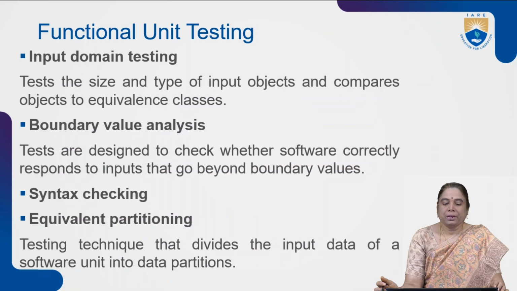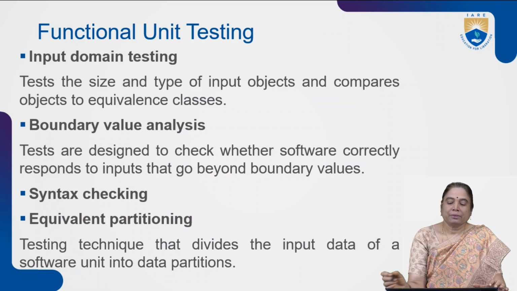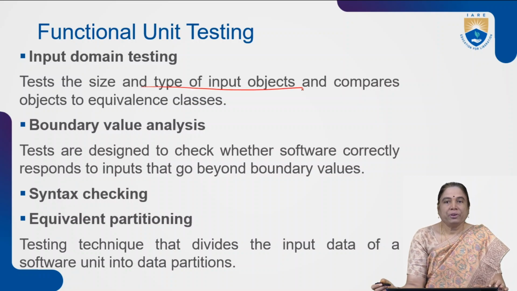In the case of functional unit testing, the input domain can be tested: the size and type of the objects, and it compares the object to the equivalence classes. The equivalence class must classify the input domain into 2 categories: valid input range and invalid input range.